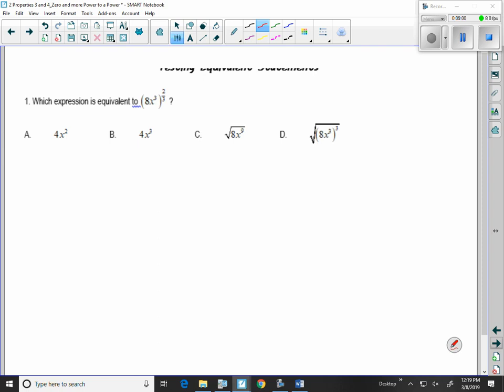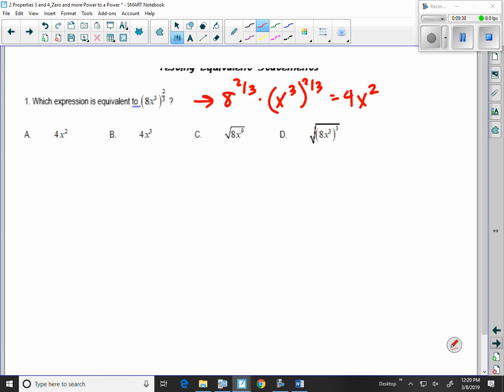All right, number 1. Which expression is equivalent to 8x cubed to the 2/3? Okay, so if we break this up, we're going to do 8 to the 2/3 times x cubed to the 2/3. Okay, and on your calculator, see if you can do 8 to the 2/3 power. Should be 4. Okay, and then 3 times 2/3 is 2.